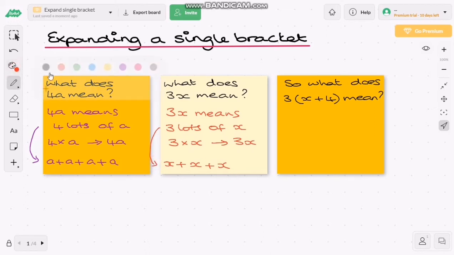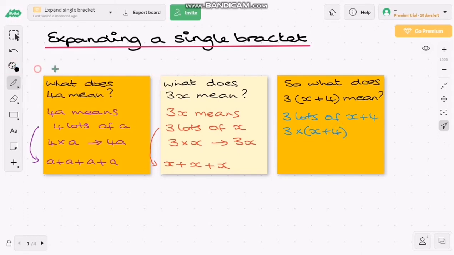So now let's have a look at what 3 bracket x plus 4 close bracket means. So there's no sign in between the 3 and the bracket. So what does it mean? Well, it's the same as 4a and 3x. In algebra, we don't write the multiplication sign. So what this really means is 3 lots of x plus 4. Okay, so what it means is 3 times x plus 4.